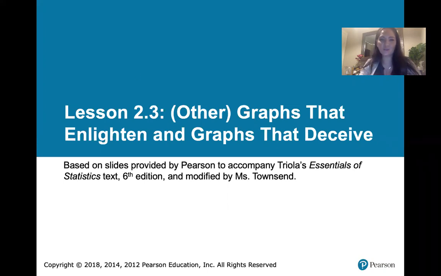I added this extra word "other" because in the last section we focused exclusively on histograms, which are a type of graph. Well, there are other graphs other than histograms, and that's what this section is about. We're going to look at 7 types of graphs that are enlightening, that enhance our understanding of the data, and then we're going to look at a couple of types of graphs that have qualities that may deceive us, and we'll talk about how to fix those.